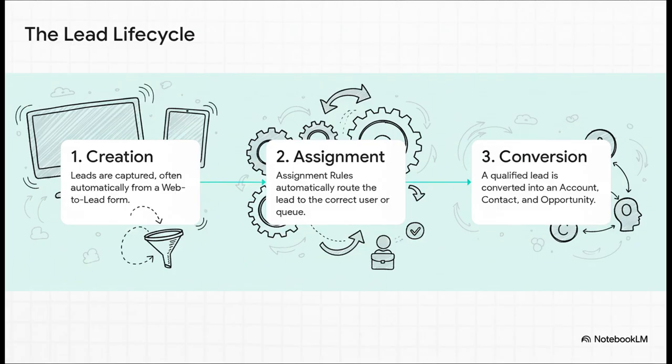Think about it. A lead comes in from a form on your website. Instantly, an assignment rule kicks in and routes it to the right sales rep based on their territory or whatever rules you set up. Nobody has to touch a thing. Then, when that lead is qualified, the conversion process automatically creates the account, the contact, and the opportunity you need to take that deal forward. It's a totally seamless handoff.